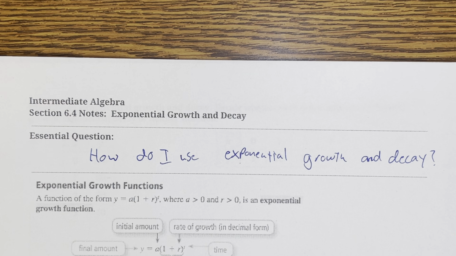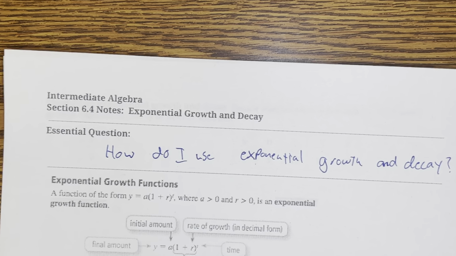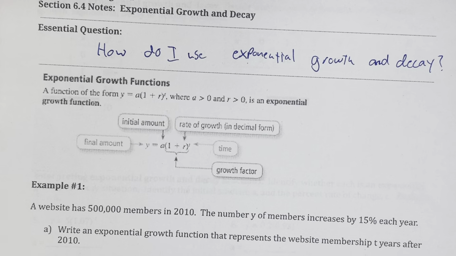So exponential growth functions come in the form y equals a times (1 plus r) to the t. The reason why this is going to grow is because we're taking 1 plus a specific rate, and then that's raised to t, and t is the time, okay? So this is going to be a growth function. A is going to be greater than 0, and r is going to be greater than 0, so that means it's going to go up, okay? It's going to increase as we're going.